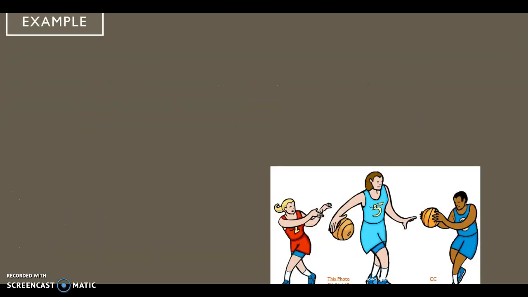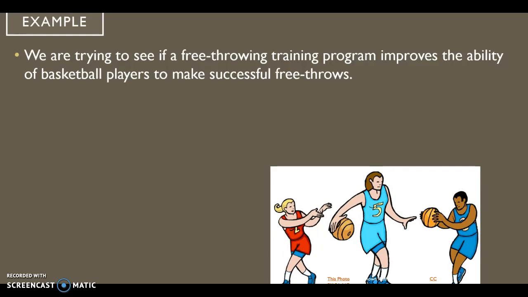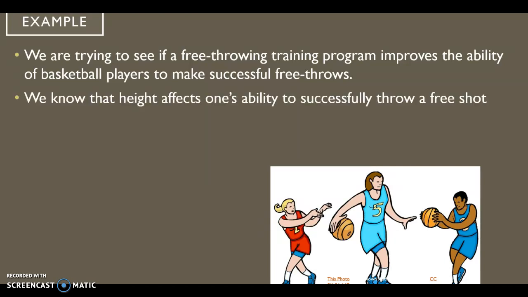So to give you an example, let's say that we are looking to test a training program that improves the free throw ability of basketball players. Okay, so what we're doing is testing the effectiveness of the training. Right? So training program is the independent variable. How well they're able to shoot those kind of baskets is the dependent variable. But we do know that height affects a person's ability to successfully throw a free shot.